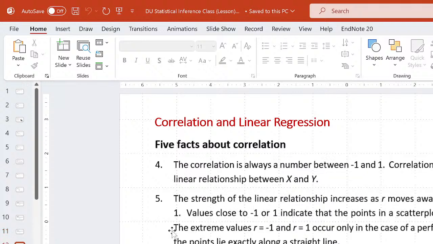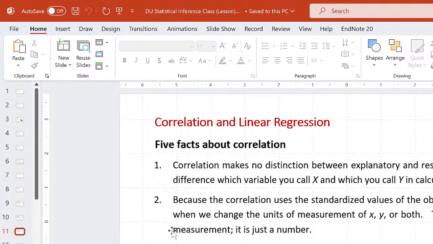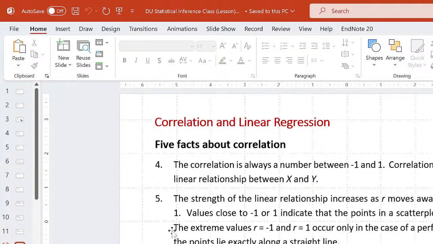Positive correlations indicate a positive relation between the variables. High values of x are associated with high values of y, and low with low. And negative correlations indicate a negative relationship, a negative association. High values of x are associated with low values of y, and low with high. Correlation is always a number between -1 and 1. Always. Correlations near 0 indicate a weak linear relationship. And the strength of a linear relationship increases as r moves away from 0 and towards either plus or minus 1.